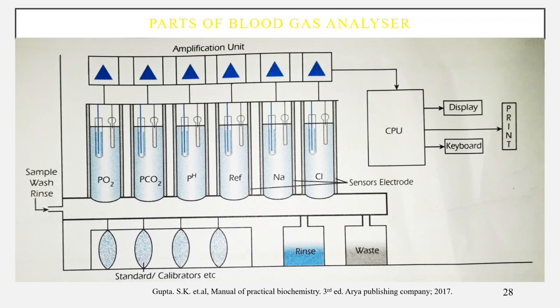And this is the arterial blood gas analyzer, and the parts of the blood gas analyzer are: this is the sample wash rinse, and these are the standards or calibrators, and this is the rinse tube and waste, and these are the sensor electrodes. You can observe here the partial oxygen, partial carbon dioxide, pH, and sodium and chloride sensor electrodes, and this is the CPU to take the printout, and this is the amplification unit.